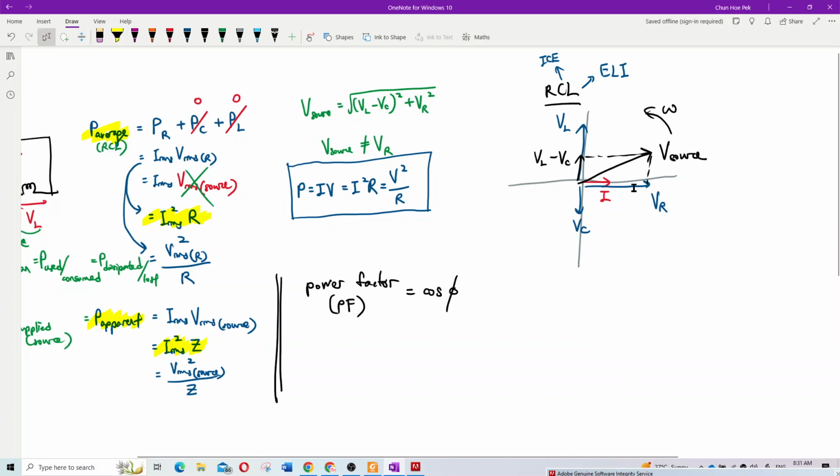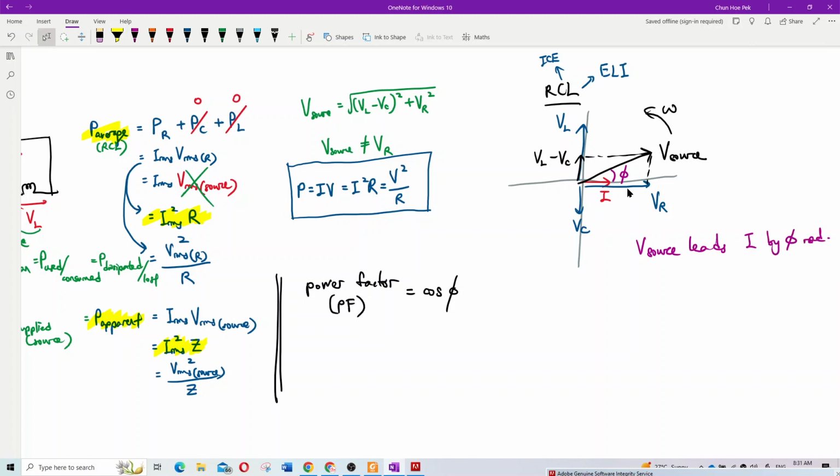So this is the V source, correct or not, class? Finally, you get the V source. So this is phi, the phase angle. I repeat what we have learned before. From here we can say V source leads current by phi radian.